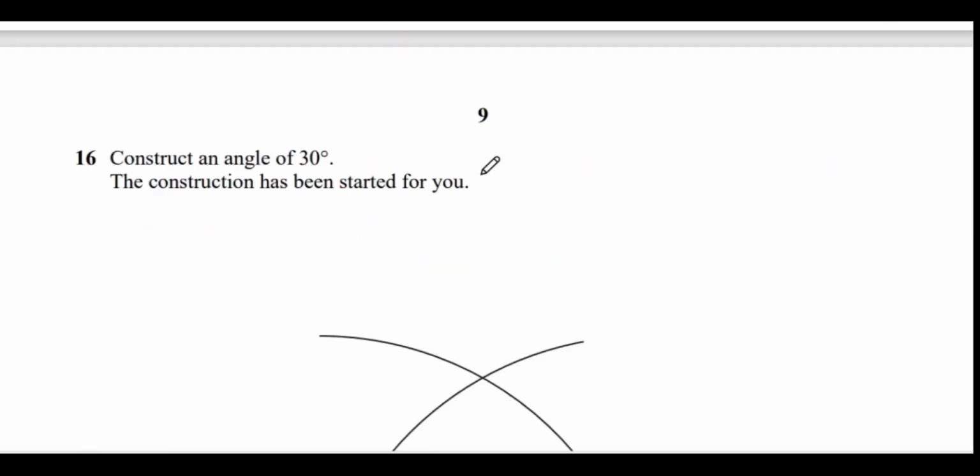Okay, moving to the next question. They say that we should construct an angle of 30 degrees. The construction has been started for you. All right, so we know how to construct our 30 degrees. If we want to construct our 30 degrees here, the first thing we normally do is to get our semicircle. With the same radius, you create an arc which is 60 degrees. Then from here, you can bisect this arc. Okay, so that will give you your 30 degrees here.